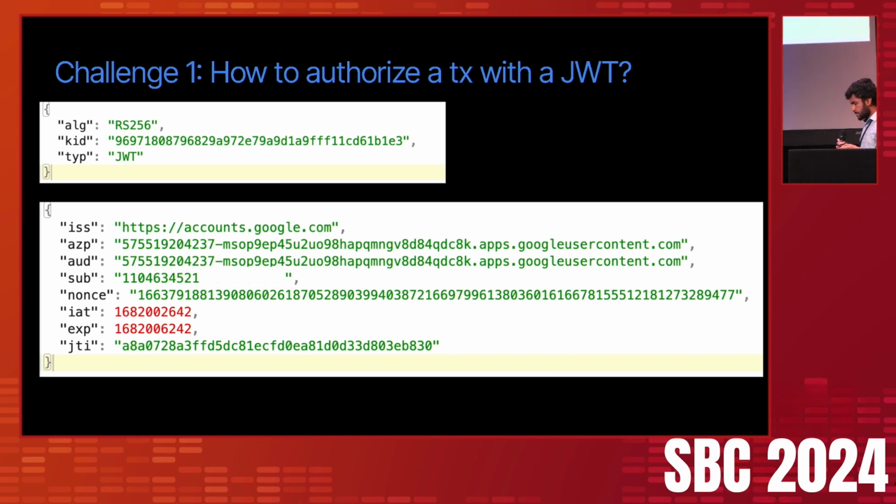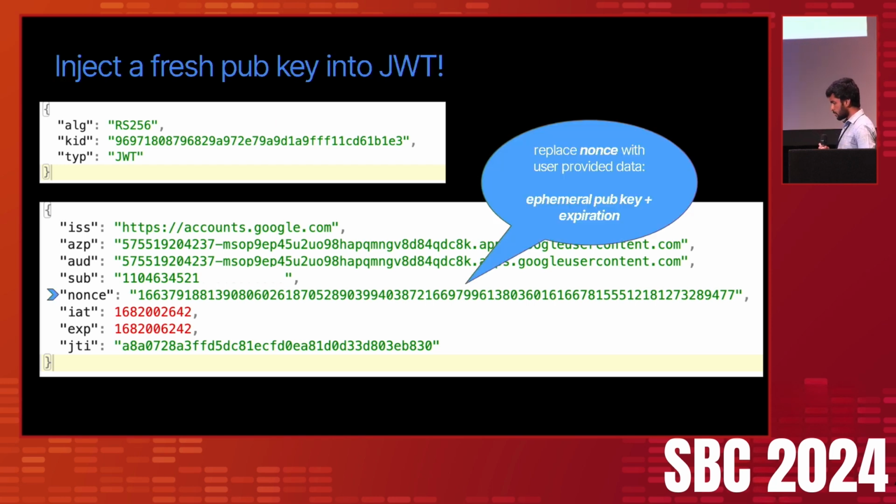Okay, so we have this JWT. Well, how do we authorize a transaction? Now, there's many ways to do it. The way we go about it is to create a key pair. I call it an ephemeral key pair because as a user, you do not need to remember it. You can forget it as soon as you use it. And we insert the ephemeral public key into the nonce field. As I said, nonce is the only field in this payload that the client can control. So we exploit that property.